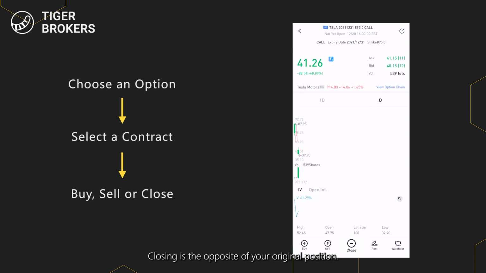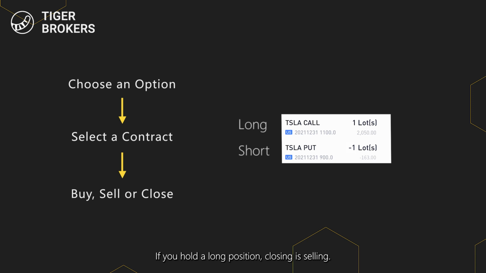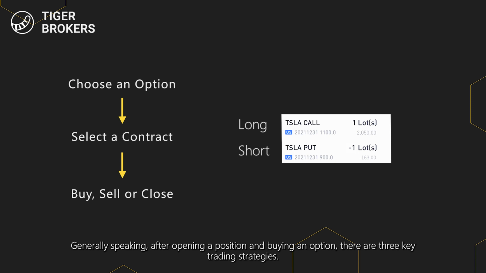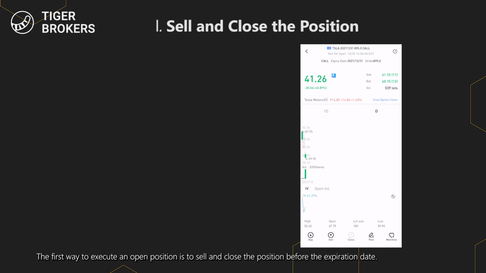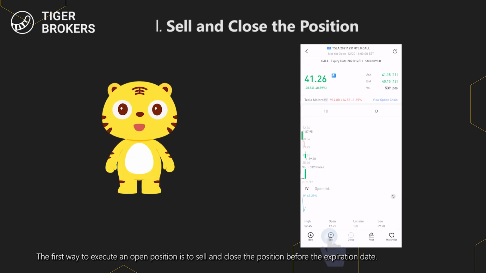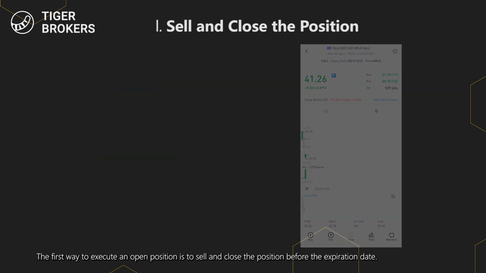Closing is the opposite of your original position. If you hold a long position, closing is selling. If you hold a short position, closing is buying. Generally speaking, after opening a position and buying an option, there are 3 key trading strategies. The first way to execute an open position is to sell and close the position before the expiration date.